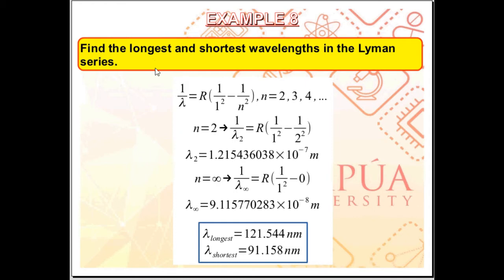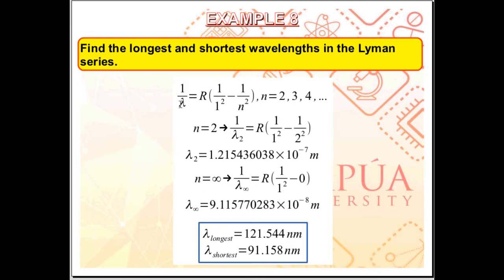Example 8. Find the longest and shortest wavelengths in the Lyman series. The Lyman series is given by 1 over lambda is equal to R times (1 over 1 squared minus 1 over n squared), where n is equal to 2, 3, 4, 5, 6, and so on. For n, we can see that the smallest value of n is 2, and the highest value of n may be considered to be infinite.